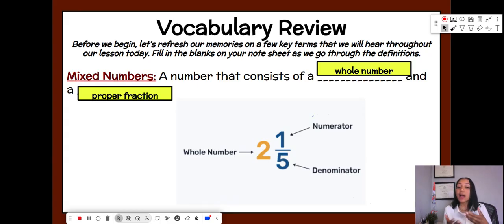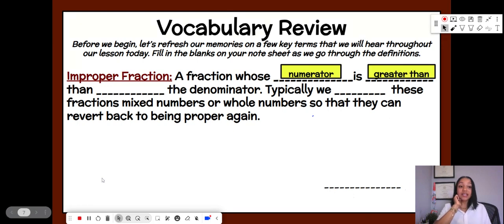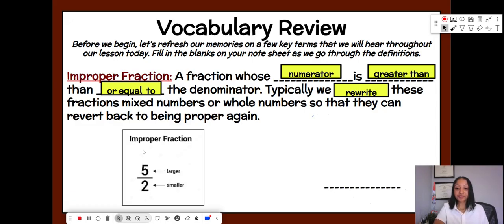So again, one more time, a mixed number is a number that consists of a whole number and a proper fraction. An improper fraction is a fraction whose numerator is greater than or equal to the denominator. So typically we tend to rewrite these fractions into mixed numbers or whole numbers again, so that we can revert them to being proper. In the example here, we see that 5 is greater than 2. So a bigger number is on top of our denominator 2, which is smaller. And that makes it improper because we have a big number on top of a little number, and in your mind, you can remember that that's an improper fraction.